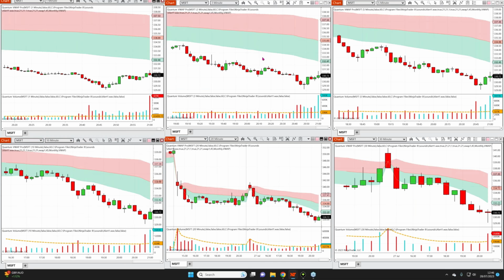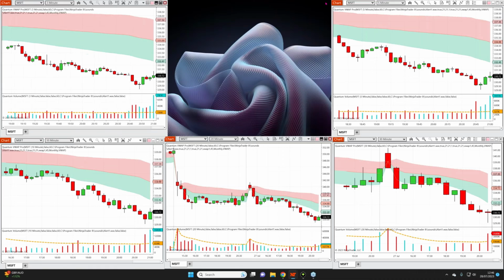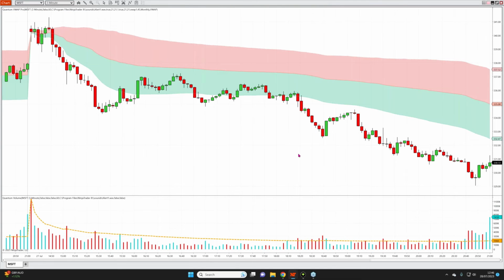Let's just have a quick look at the 3-minute, very much intraday. There we go. And once again, we get this revisiting aspect, doesn't quite make it to the VWAP itself. And there we go, on down onto the 1 and then away from the envelope as we move further south.